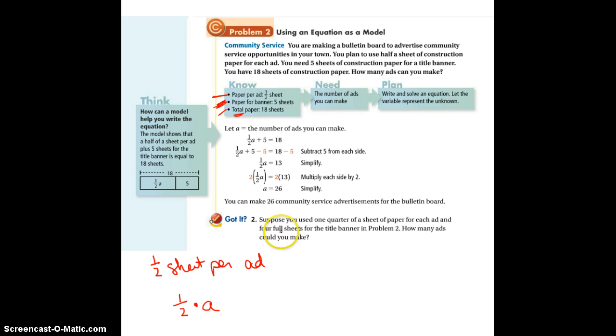The paper for banner, we already have 5 sheets. So you plan to use a half a sheet of construction paper per ad. You need 5 sheets of construction paper for a title banner. So for our total sheets, we would have to add 5 to that for the title banner. So here's for all of our pages plus our title banner, and that's going to give us our total. So whatever that total comes out to, and in this case, they tell us is 18.